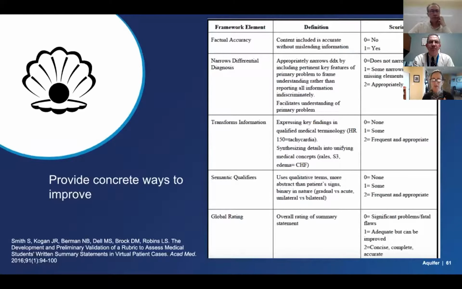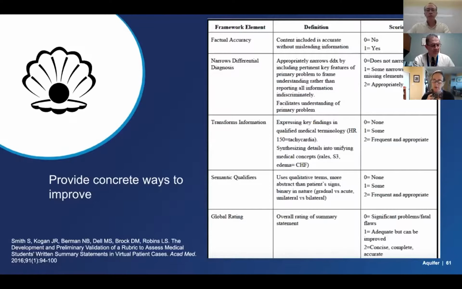And you can see here the elements. So thinking about this as a standardized patient, that's why it's like a virtual standardized patient. You actually know what the content is. We've given you the expert content. Was it accurate? Did the student actually get the story right? And do the elements that they include in their summary statement actually begin to narrow the differential diagnosis? It's a great conversation about the difference between a chief complaint and that summary statement at the end.